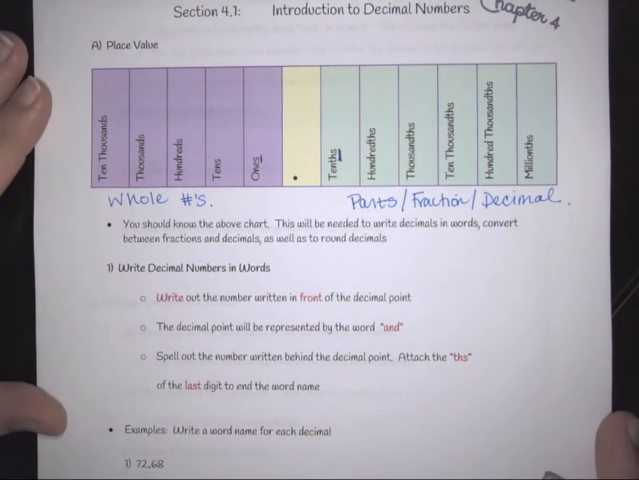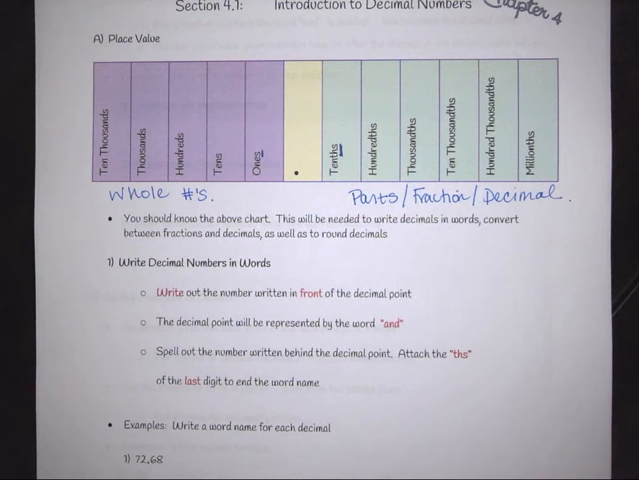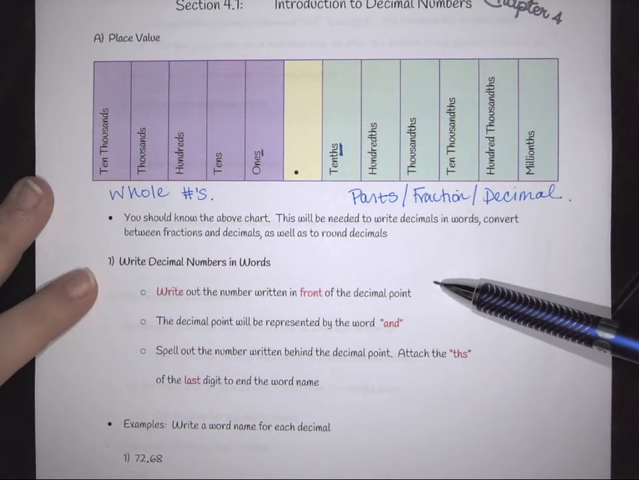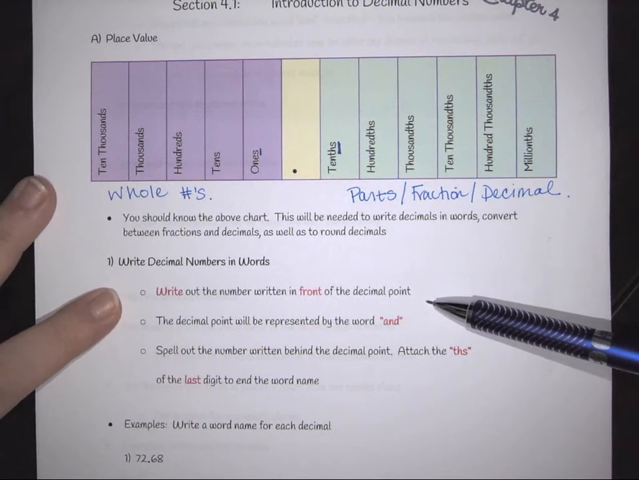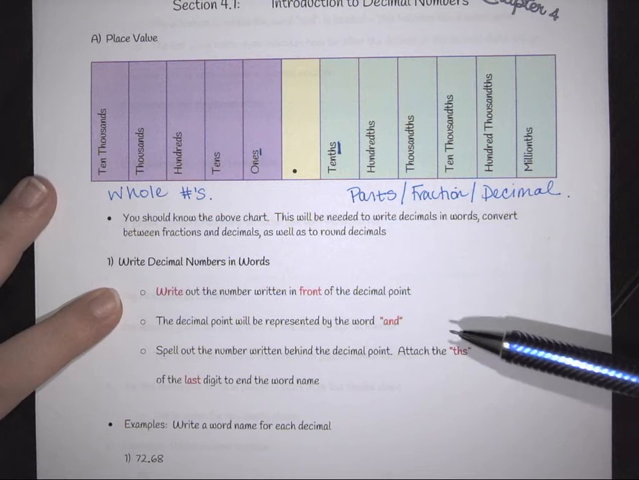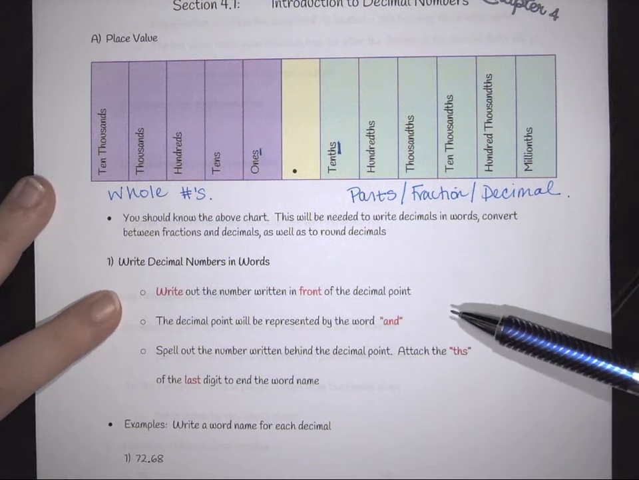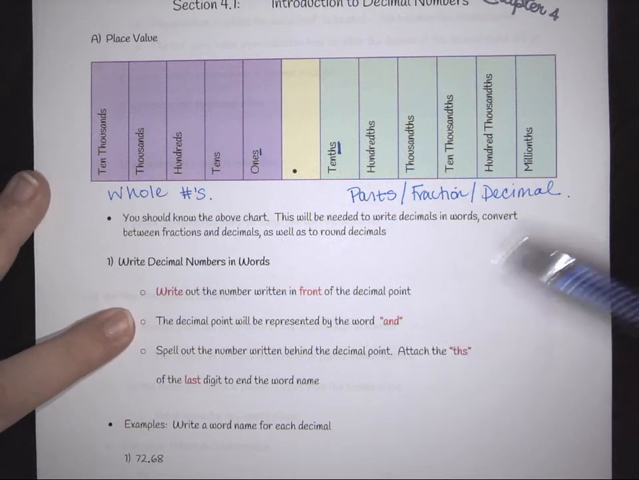That is really important to keep in mind, because sometimes you are going to be asked to write out your decimal in words. The only reason we do that is to make sure we have a firm understanding of what the number actually is. To write decimals in words, first write the number in front of the decimal point, much the same as you would if you were writing a check. The decimal point is represented by the word and.